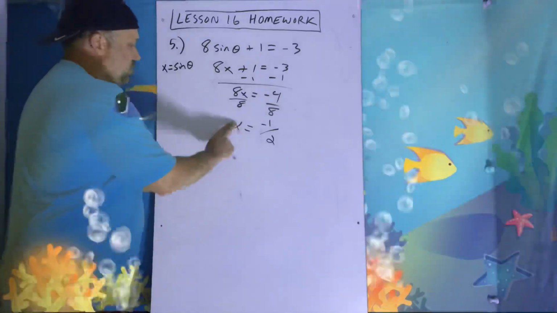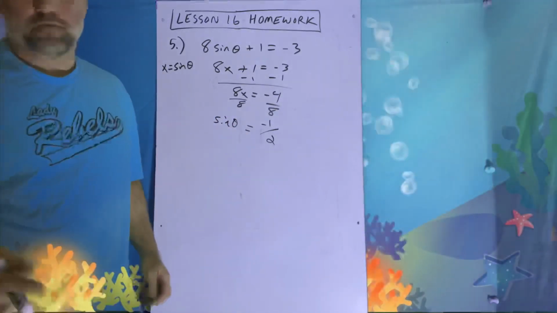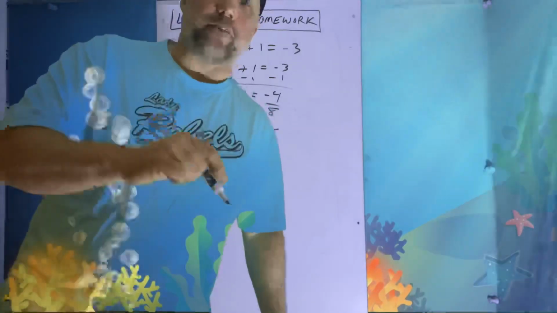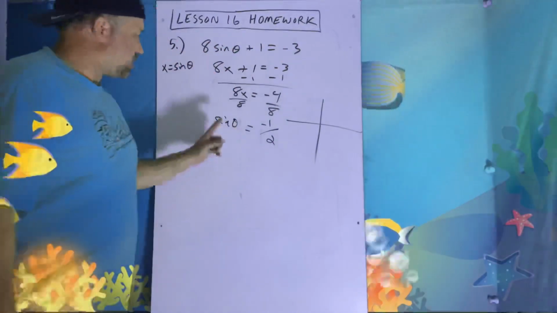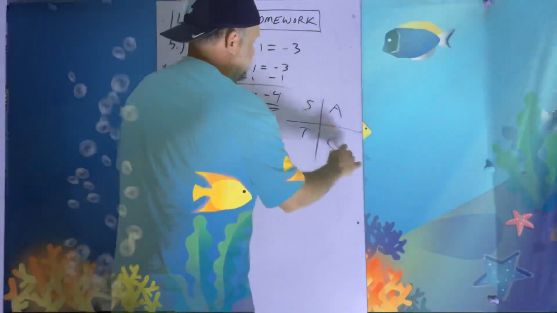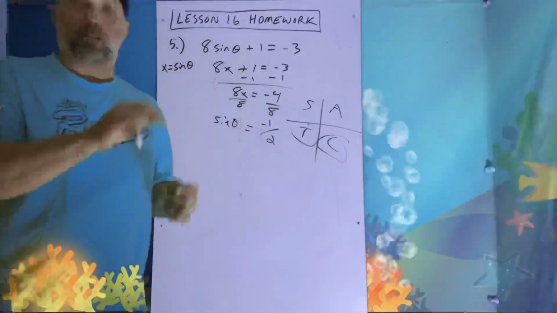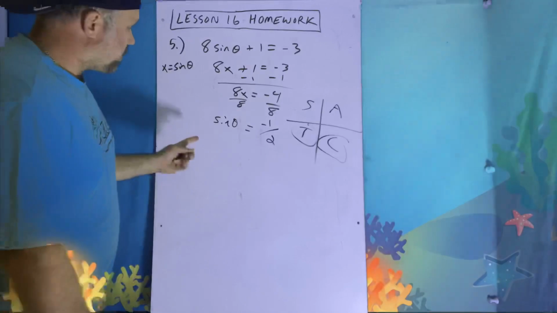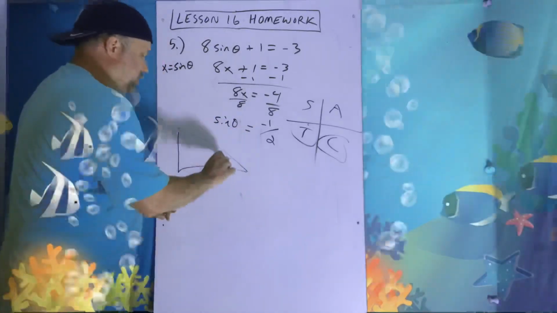So sine theta is negative 1/2. So I need to find where sine is equal to 1/2. But first of all, I need to make sure I know what quadrants I'm in. Sine is negative. ASTC. Sine's negative in T and C. So I'm looking in those two quadrants. First, I got to figure out where sine is equal to 1/2. 30, 60, 90.